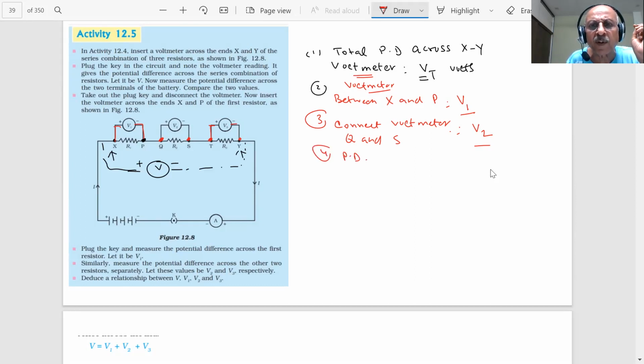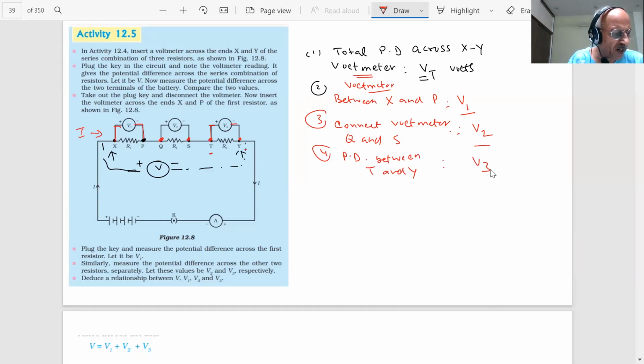potential difference between T and Y. This is my T and this is my Y. Can you see that? This value comes out to be V3. I will get three different values, students. So what do I find? Current is the same. The same current is flowing in series, but the potential difference is not the same across each resistor.